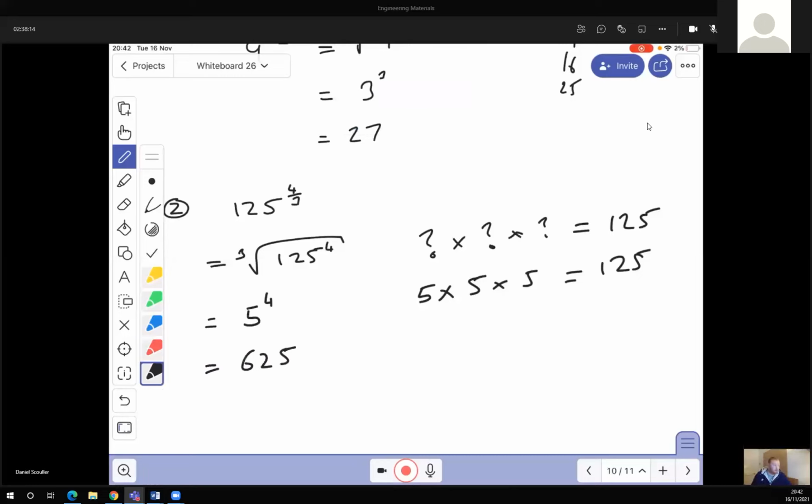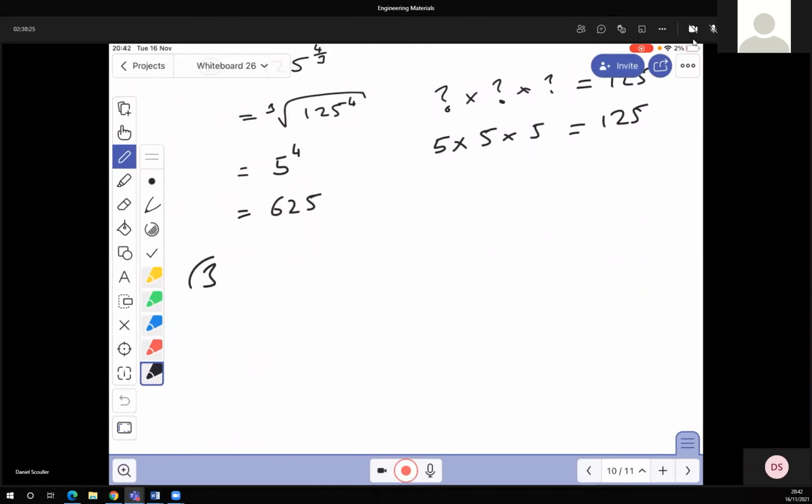This is eating battery. Right, I'll do this one quick, hopefully the battery lasts.